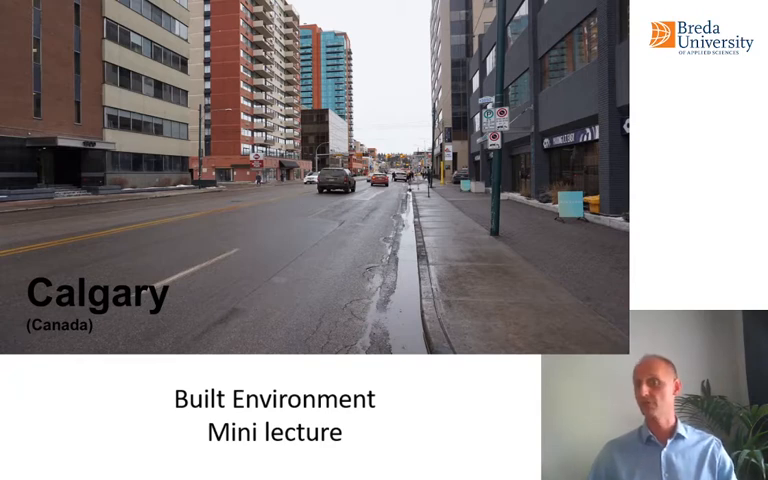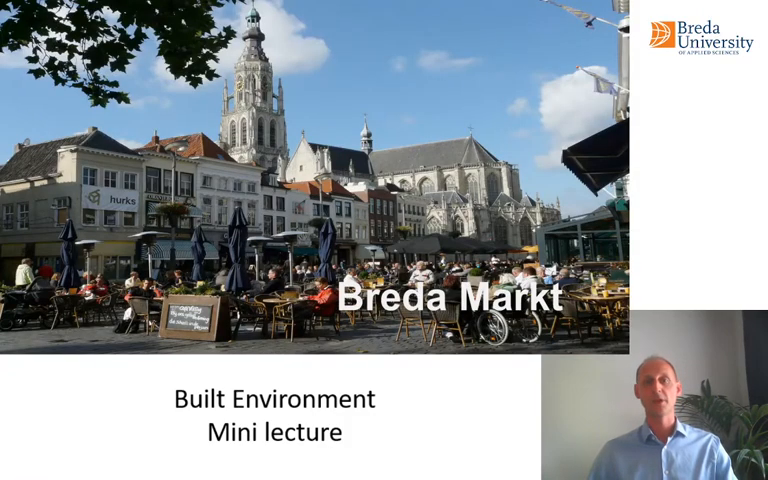Now that can be different. You can design places that are more for people. An example of that is the Breda Market Square. It used to be the heart of the city back in the Middle Ages, and it still is. This is a place that is used now very much for people. So you can sit there and enjoy the sun, enjoy a cup of coffee or a beer.